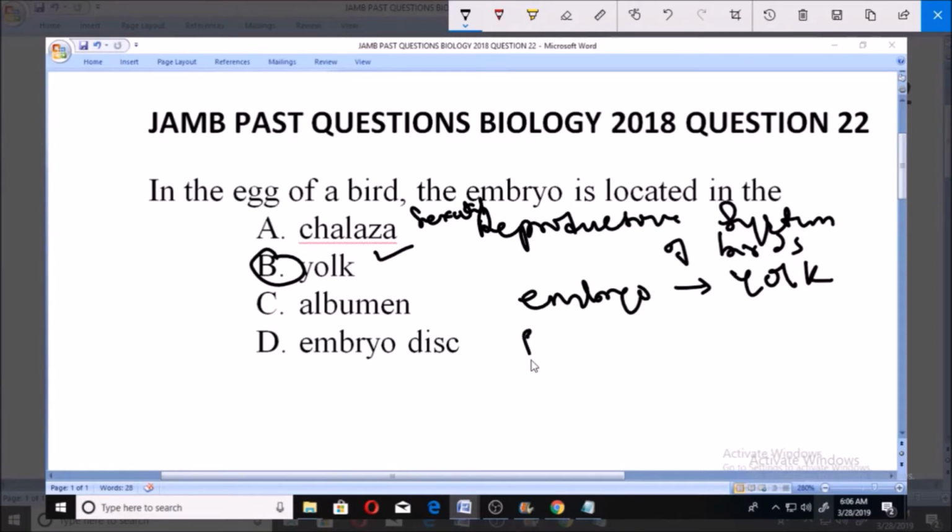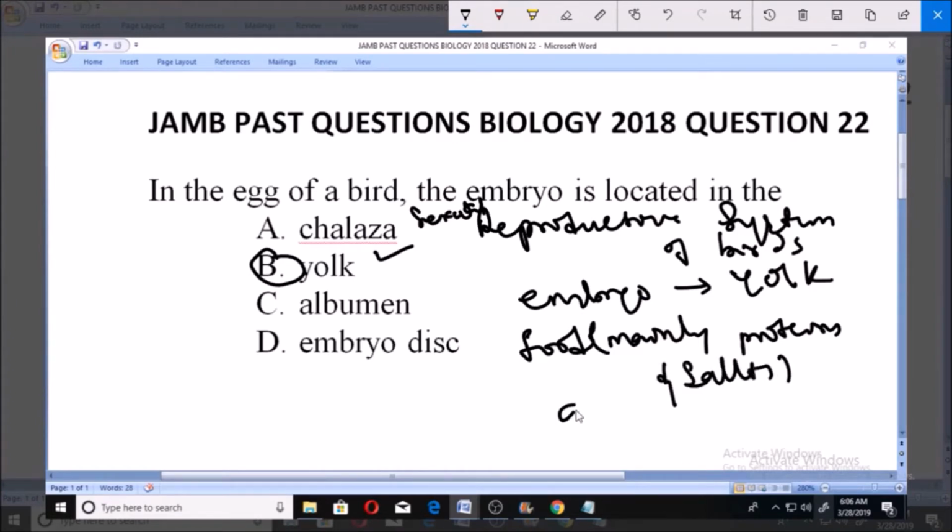So the yolk provides food, and this food is mainly proteins and salts, and apart from food, it also provides water. So that is what the yolk provides for the embryo, and that's why we say that the embryo is enclosed inside the yolk, so that the yolk can provide all these things for the embryo in order for it to continue growing into maturity before birth. Thank you.